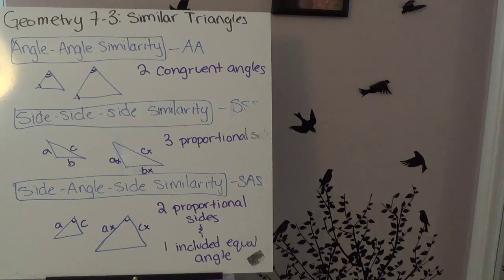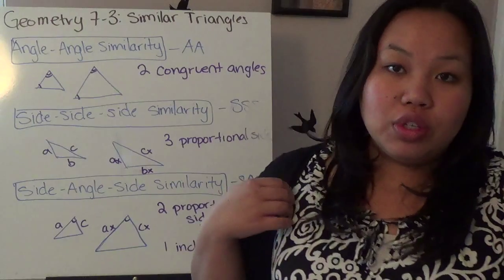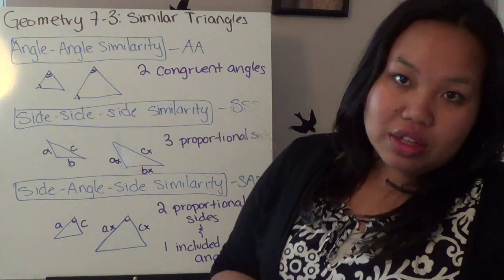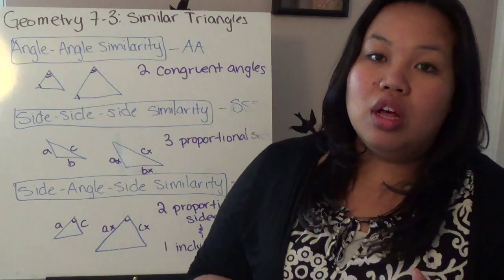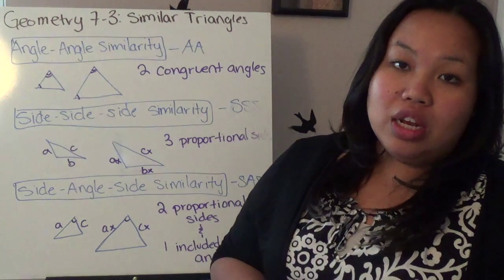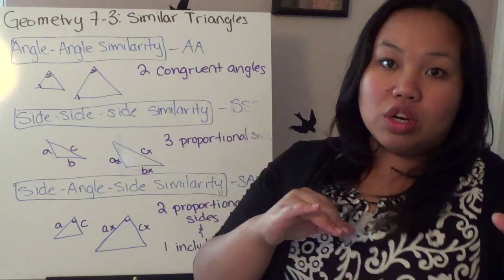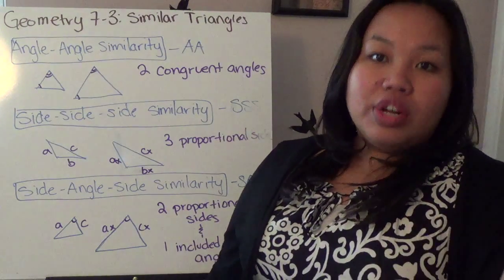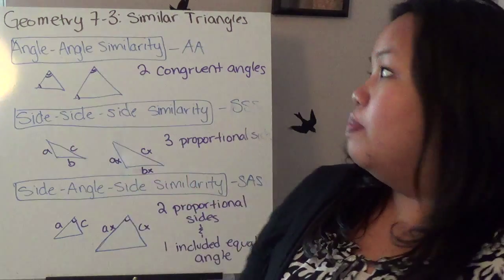Section 7.3 in geometry, we're dealing with similar triangles. So you remember when we were dealing with congruent triangles and we had side, angle, side, angle, side, angle, we had side, side, side. Those are all shortcuts because when two triangles are congruent, then all their sides are equal to each other and all of their angles are equal to each other.